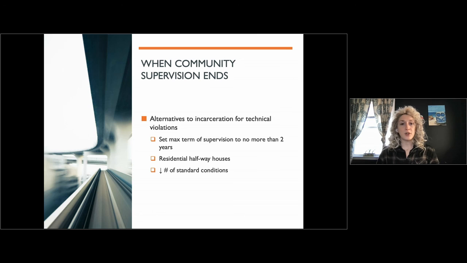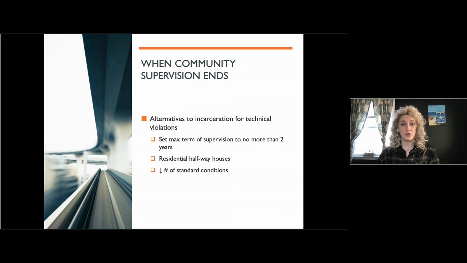So what are some alternatives that we have rather than incarcerating an individual for technical violations? When we're looking at technical violations, they suggest that we set the maximum term of supervision to no more than 2 years. When you're putting an offender on supervision for so long of a period of time, it's inevitable that they're going to eventually violate in one of the technical fashions.